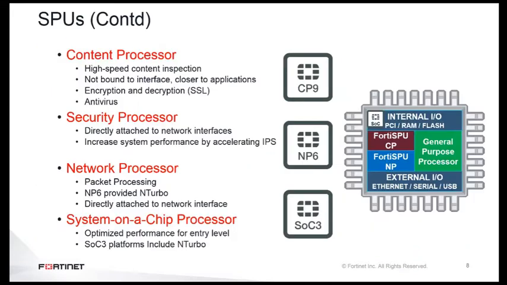Fortinet's content processor, CP9, works outside of the direct flow of traffic, providing high-speed cryptography and content inspection services. This frees businesses to deploy advanced security whenever it is needed without impacting network functionality. CP8 and CP9 provide a fast path for traffic inspected by IPS, including sessions with flow-based inspection. CP processors also accelerate intensive proxy-based tasks, encryption and decryption, SSL, antivirus.